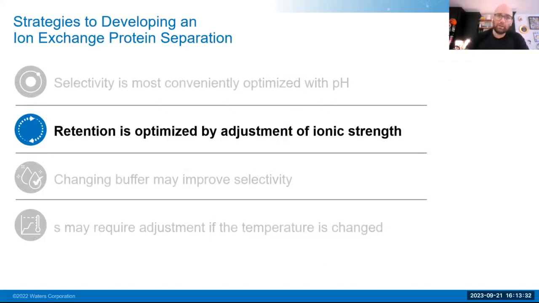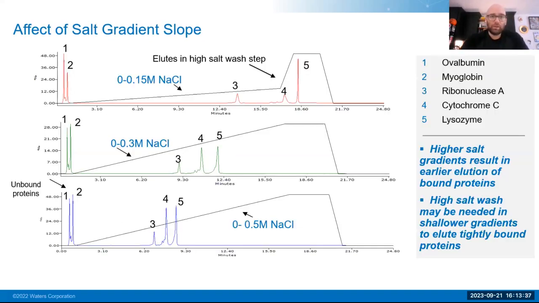We can also optimize retention by adjusting ionic strength. So when we look at a few different proteins here, we have five in this mixture. You'll see on the right that we're initially loading with very, very low ionic strength. In these particular examples, we're loading at 0 molar sodium chloride, and increasing up to either 0.15, 0.3, or 0.5. And you see that with much higher ionic strength, specifically the 0.5, we get significantly lower retention and less separation of these species.